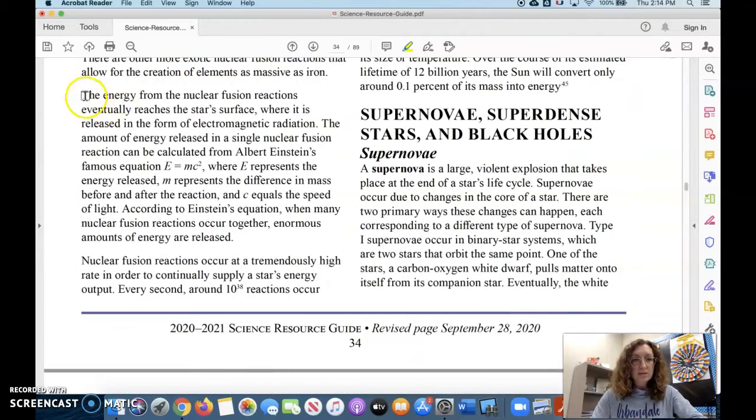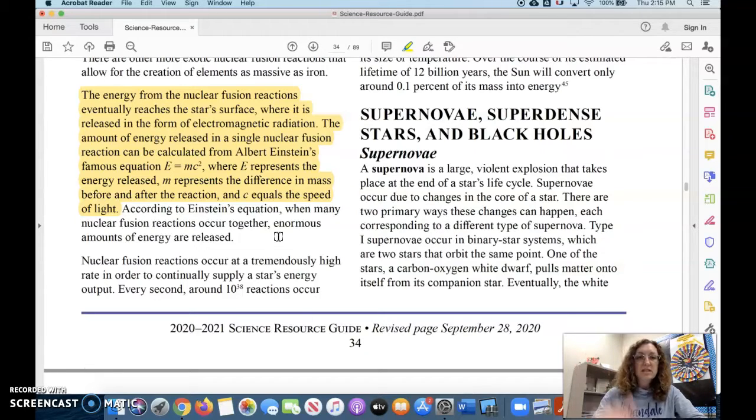Okay, going back to nuclear fusion and all of the energy coming out of our new stars. We're going to talk about Einstein now. The energy from these reactions eventually makes it from the center of the star to the surface. It's released via electromagnetic radiation. Remember the electromagnetic spectrum. Okay, so we're going to see a wave in some way, shape, or form, whether it's a gamma ray or a radio wave.